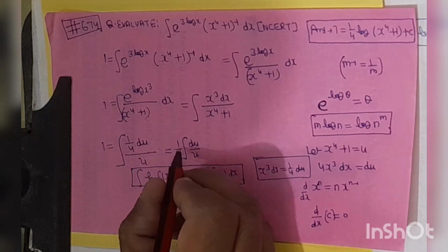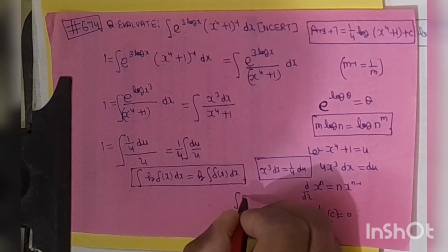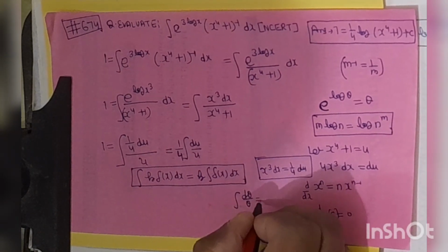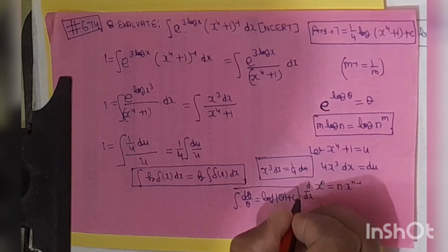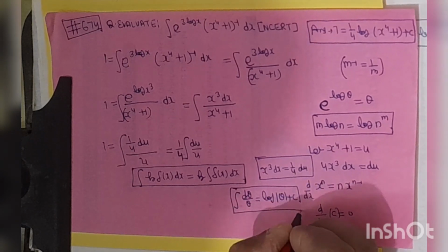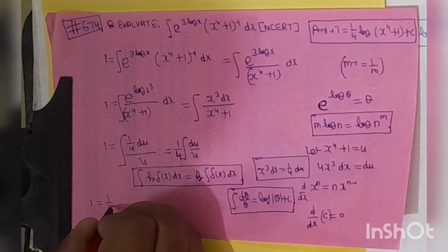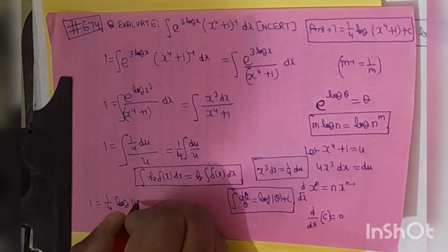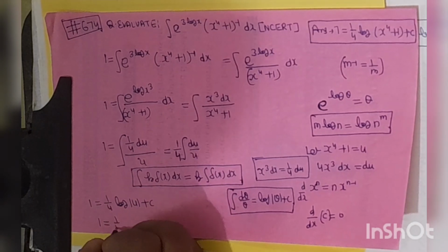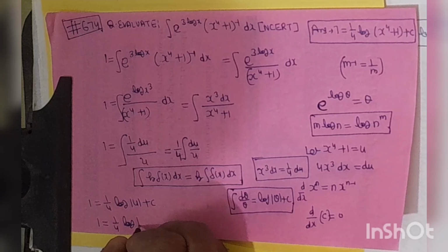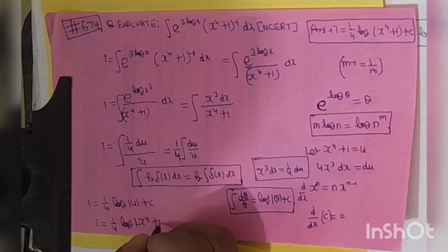So 1 upon 4 may be put outside, it will be du over u. We also know the integral of d theta over theta is equal to log mod theta plus c. According to this formula, this may be written as I is equal to 1 upon 4 log mod u plus c. Putting back the value of u, because u is equal to x to the power 4 plus 1, I is equal to 1 upon 4 log mod x to the power 4 plus 1 plus c.